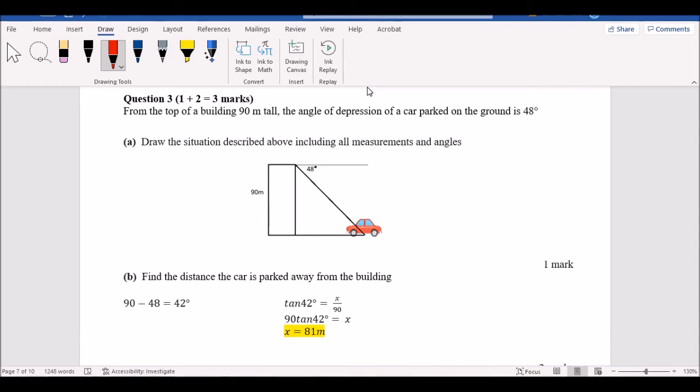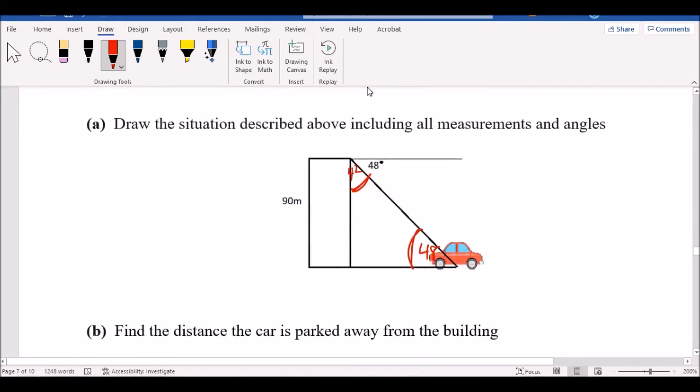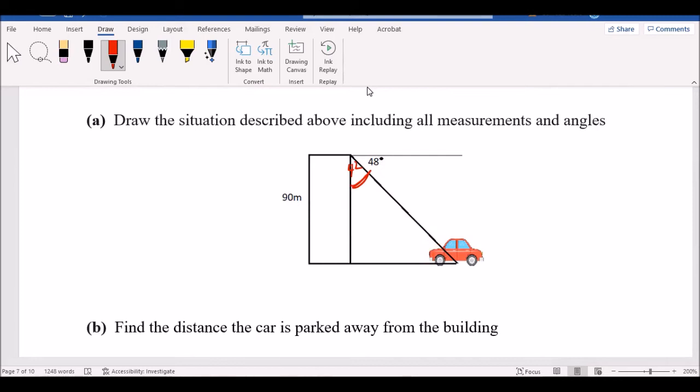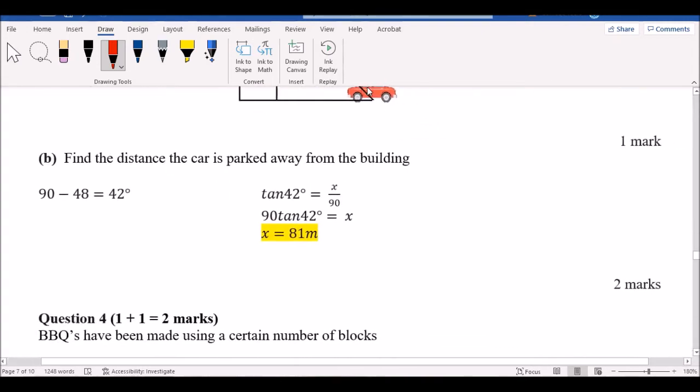Alright, so remember I mentioned before this angle here should be 48 degrees as well. The question is, find the distance that the car is parked away from the building. Alright, so there's a couple of ways you can do this. What this person has done is they figured out that this angle here should be 42. Because, remember, all of this should add up to 90 degrees, right? So, if this angle here is 42, I'm going to redraw the diagram so that you can see what they've done.